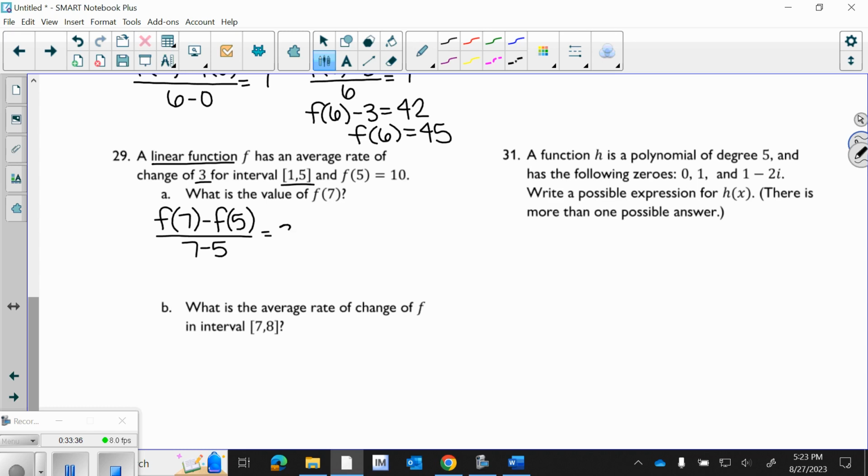So I can set this equal to 3. Now I'll fill in the things that I know. I don't know f of 7, but I do know that f of 5 is 10. And I can reduce the denominator, get 2, and then I'll solve. 2 times 3 is 6, so now I have f of 7 minus 10 equals 6. And then I'll add 10 to both sides, so I know f of 7 is equal to 16.